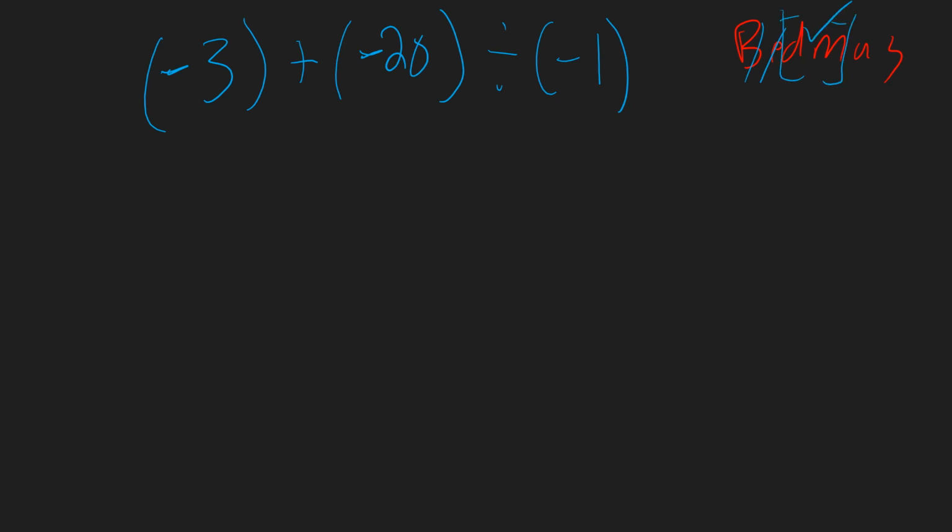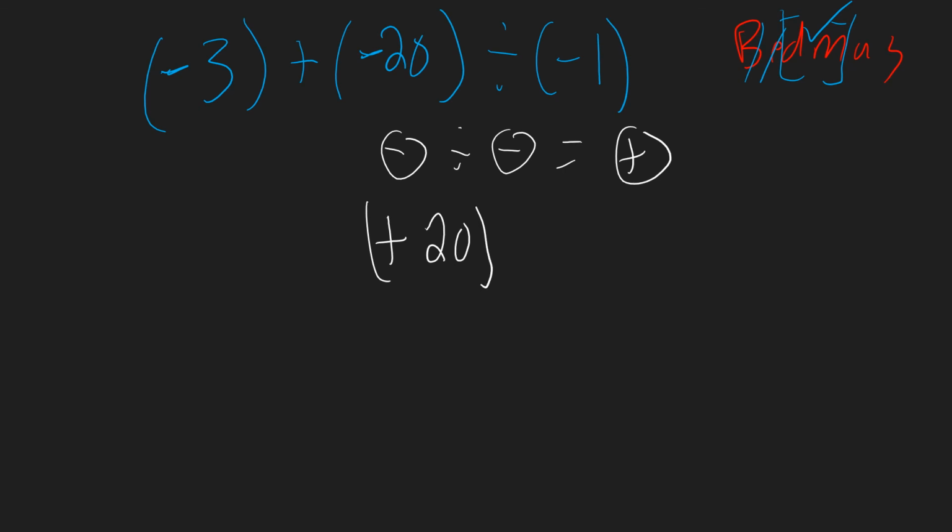So we look at it here. For our sign rule, we do have a negative dividing by a negative, which is the same sign. We know the answer is going to be positive. So it's going to be a positive, whatever it is. And we do the work. 20 divided by 1, we know is going to be, obviously, 20. So in our brackets now, the question becomes negative 3 plus positive 20.